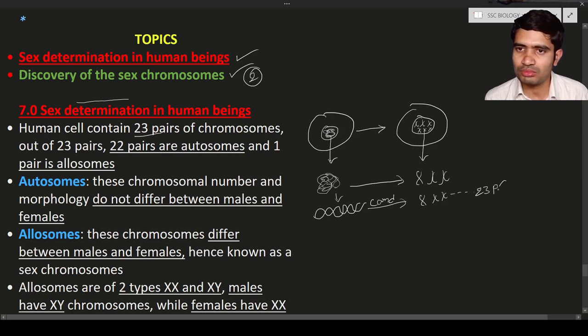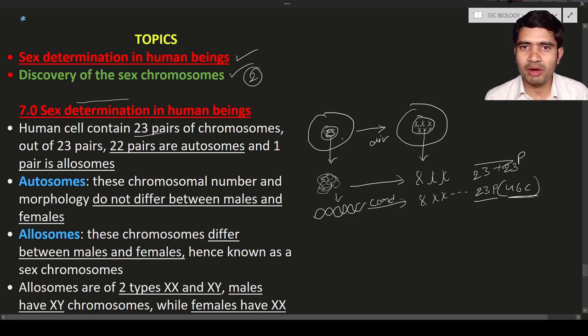23 pairs of chromosomes, or you can call it 46 chromosomes. What does 23 pairs mean? 23 plus 23. This is known as 23 pairs, so two sets, and here 46 chromosomes are present. 23 pairs or 46, both are the same. There are 23 pairs of chromosomes when the cell is about to divide. What is cell division? One cell dividing into two cells is known as cell division.